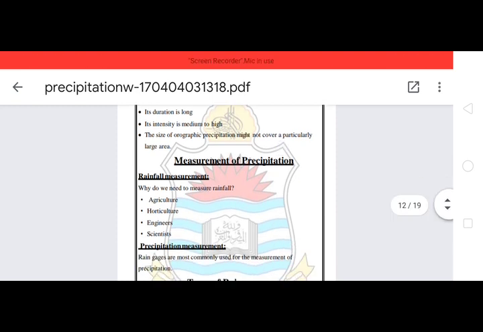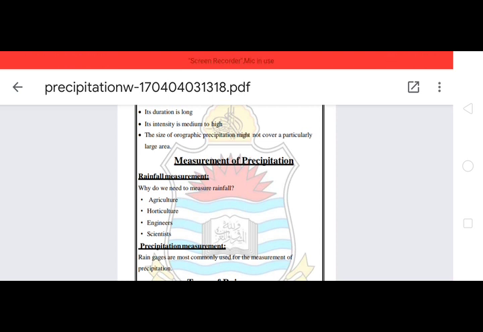Then measurement of precipitation. So we have to measure precipitation amount, so that we can prepare in advance if the precipitation is more than expected, or if there is no precipitation. No precipitation leads to barren land, and high precipitation leads to flooding or extreme conditions. So it is necessary to measure the precipitation amount.